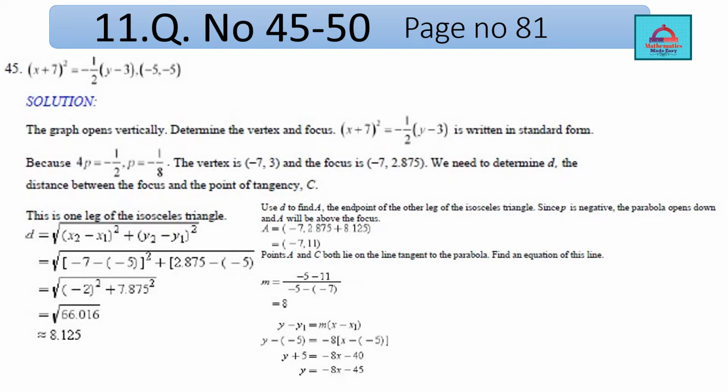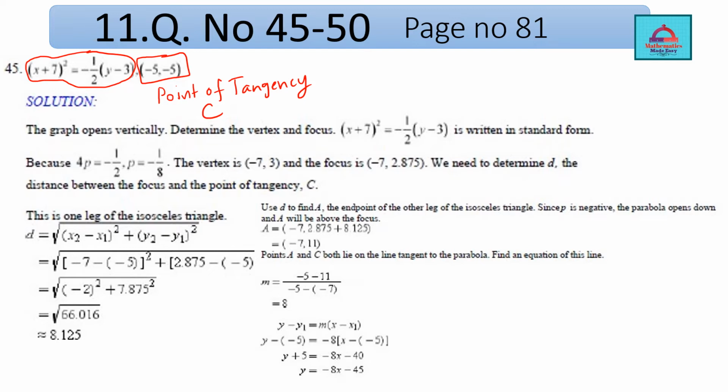Very, very important. In this question, if we draw a diagram, it will be easy for us to understand. So what is given? The equation of the parabola is already given to you. You need to find the equation of the tangent line, and the point is given. This is the point of tangency. We are going to denote this point by capital C. This is the equation of the parabola.